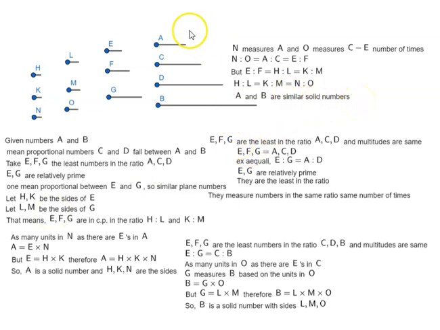So we have shown that given two numbers, if two mean proportionals fall between them, then the numbers A and B are similar solid numbers. So that is proposition number 21 of book 8 of Euclid's Elements.